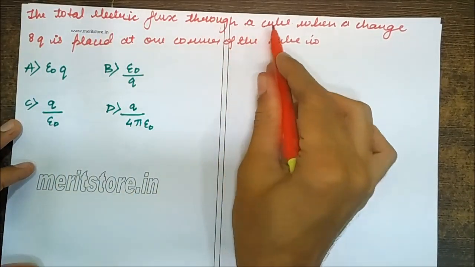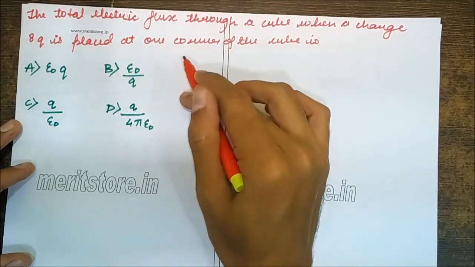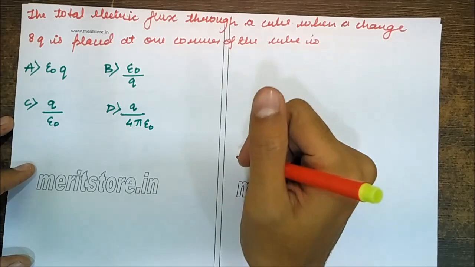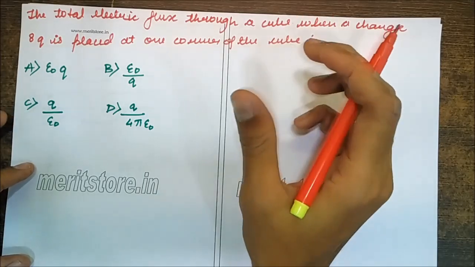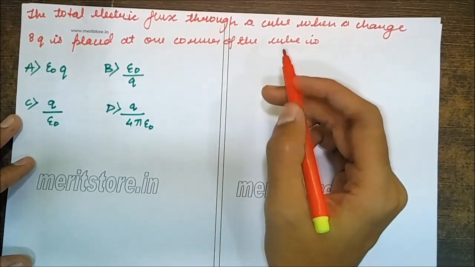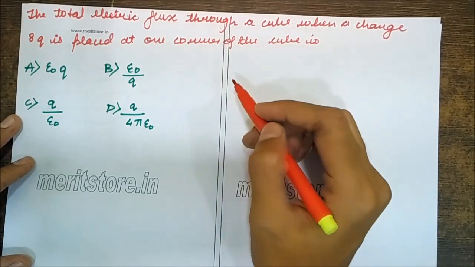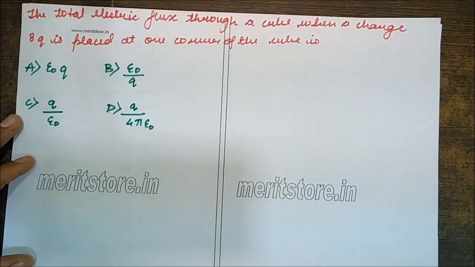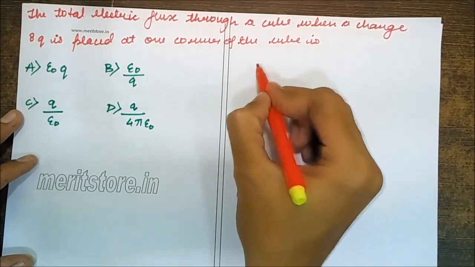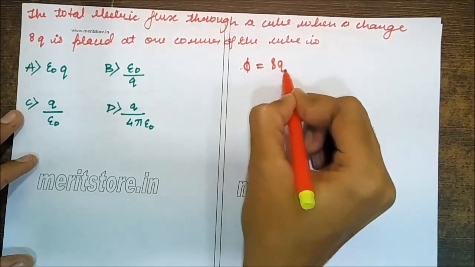The total electric flux through a cube when a charge 8q is placed at one corner of the cube. So here the charge 8q is placed on one corner of the cube. We can imagine that if we arrange such small cubes to form a large cube, then this charge 8q will be at the center of the 8 cubes arranged to form the closed box. So for the larger cube, the flux will be 8q upon epsilon naught.